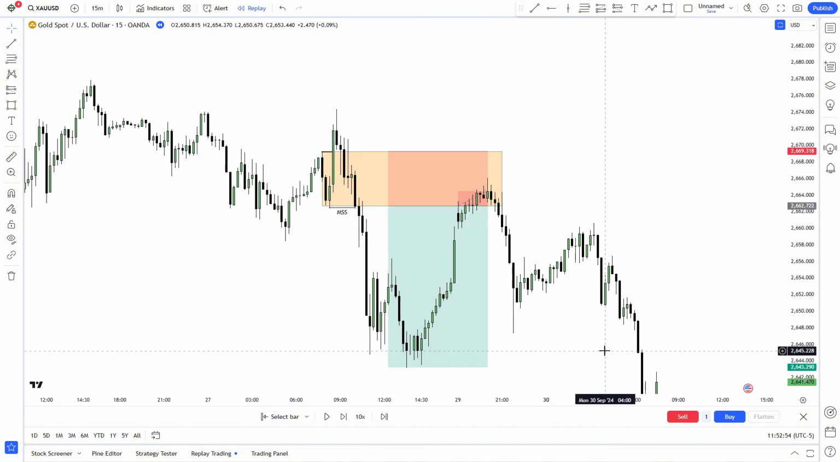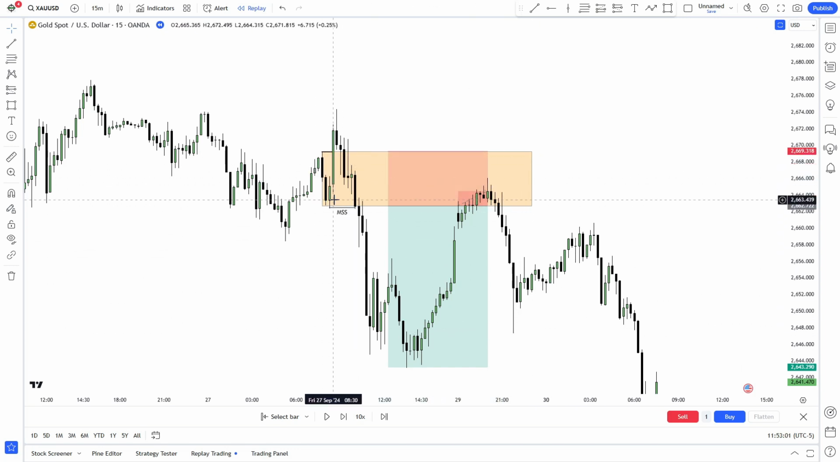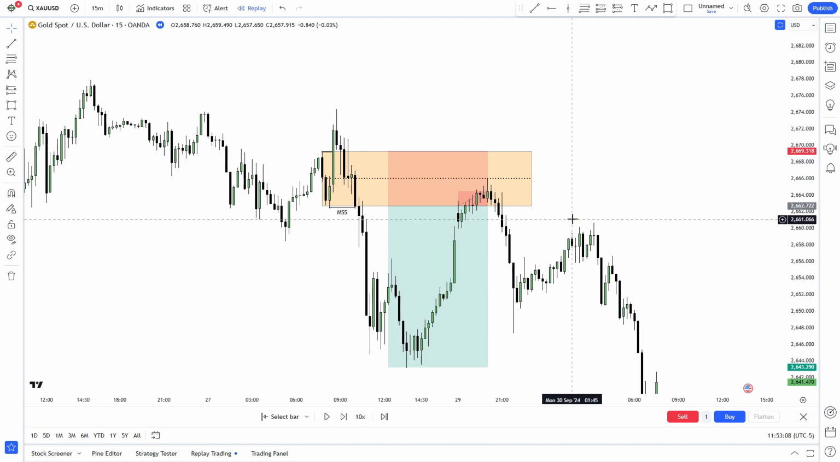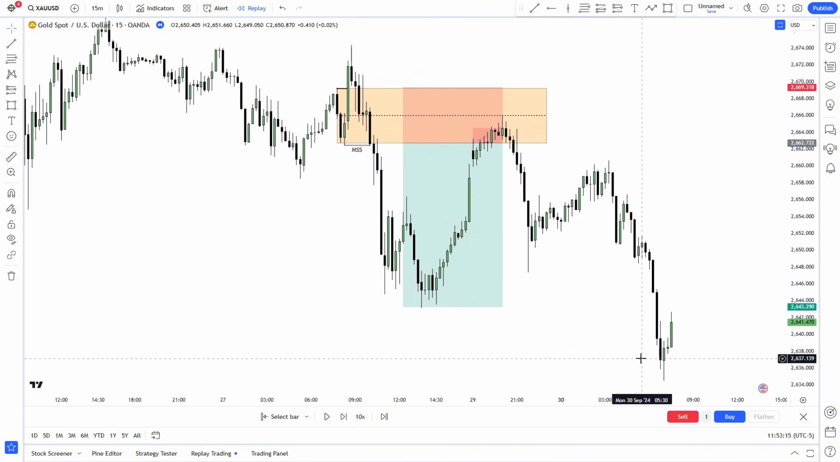Now guys, a point I want to talk about with breakers is the mean threshold, right? Breakers are a type of order block, so we can also use the mean threshold on breakers. So for this bearish breaker example here, what can you notice? We tapped the mean threshold and immediately after we sold off.